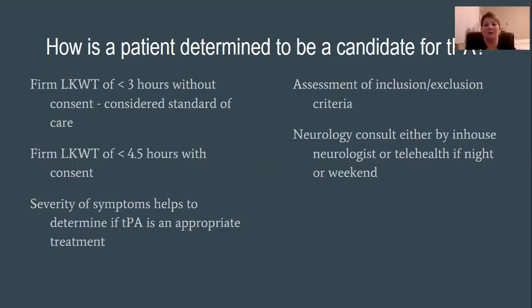And the neurology consult has to be done, and then a physician is able to also determine if TPA is appropriate, but it's best to come from a neurology consult. So all of those things determine if a patient is able to receive TPA or not.